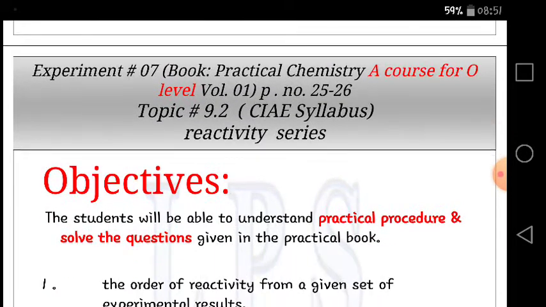Dear students, today our session is on the reactivity series according to the CIE syllabus. It is topic number 9.2. According to your book, Practical Chemistry, a course for O-level, volume 1, pages 25 to 26, this is experiment number 7. The objectives for today's session are to understand the practical procedure and solve the questions given in your practical book.